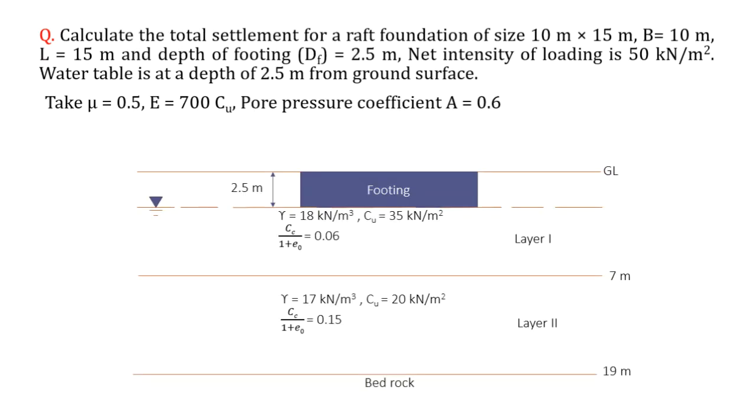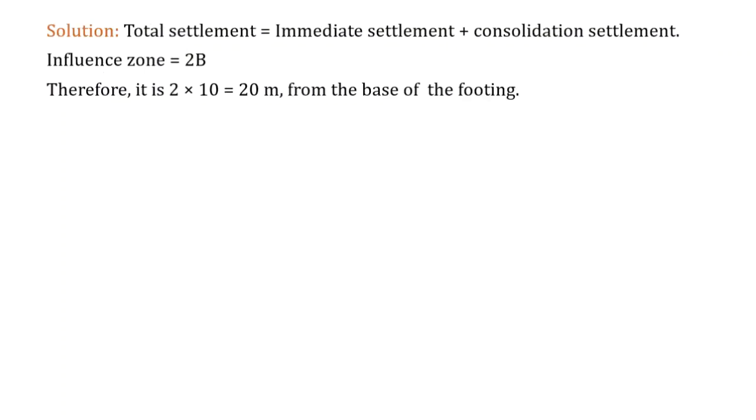The soil profile is given. It is a layered soil. Layer 1 is up to 7 meter, layer 2 from 7 meter to 19 meter. The related soil properties such as Poisson's ratio, modulus of elasticity, pore pressure coefficient, unit weight of the soil, undrained cohesion, etc. are given.